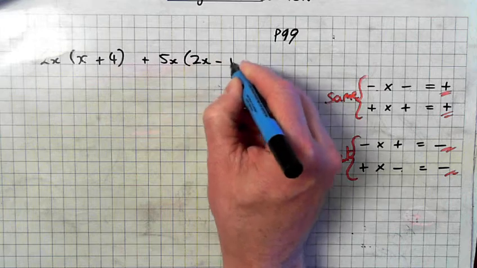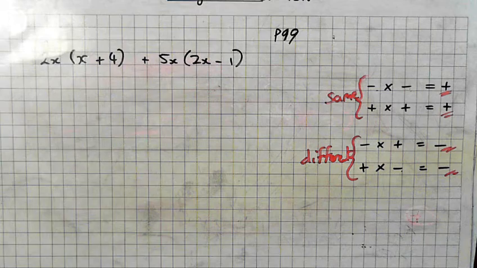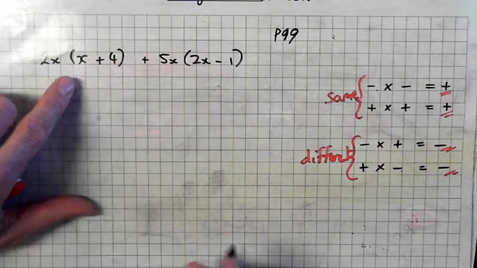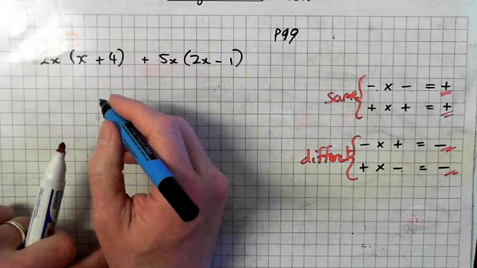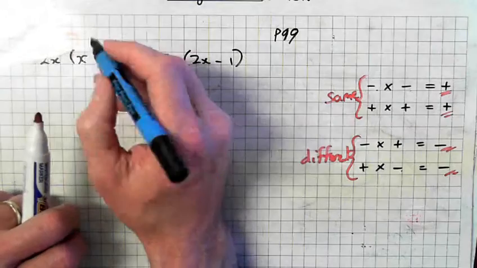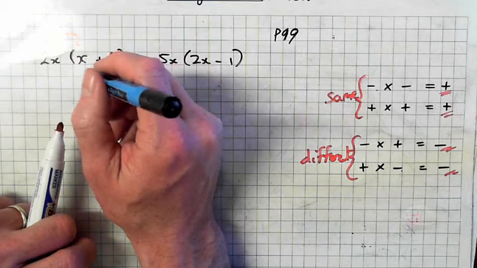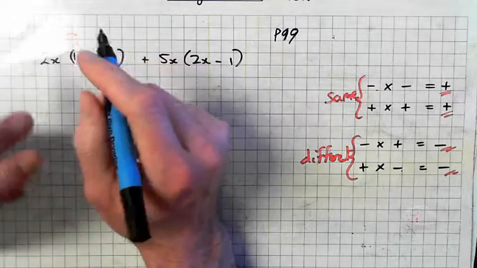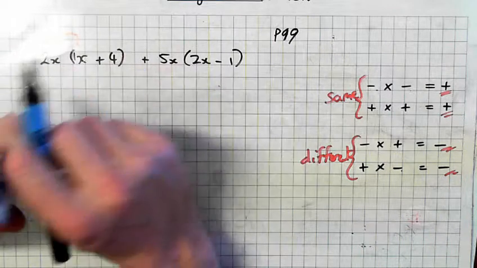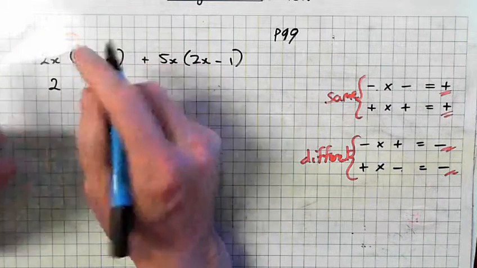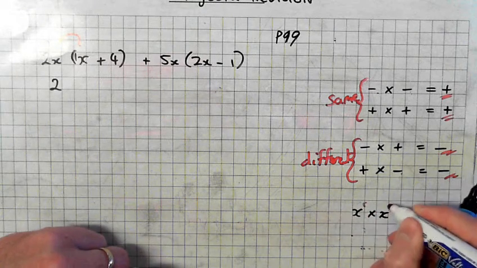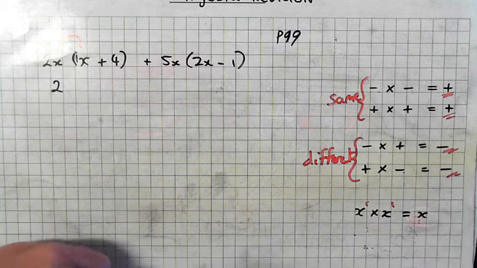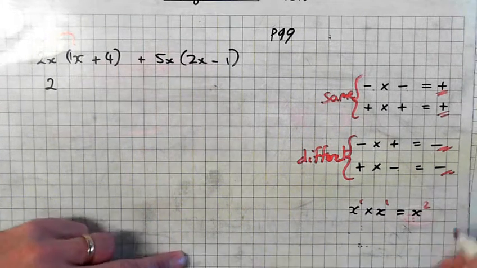5x times 2x minus 1. 2x times x. 2x squared. Just before we go any further, what number is missing in front of the x? 1. So what you say to yourself is 2 times 1 is 2. And now you go x times x, x squared. So what do you do? You're adding the powers, or the indices.